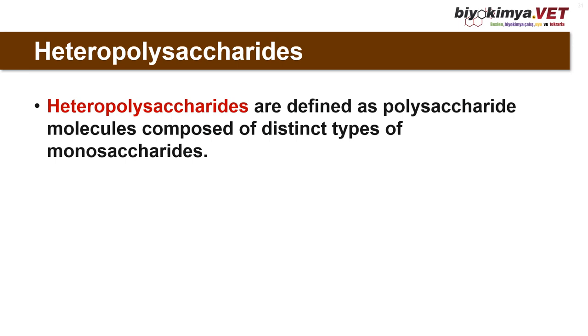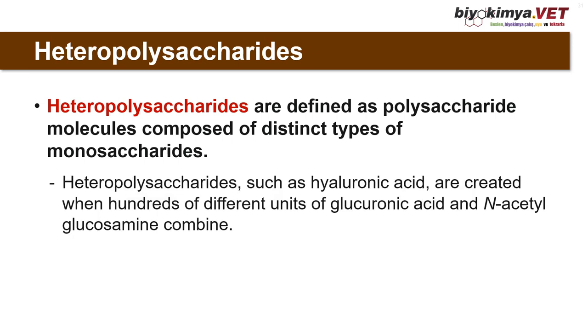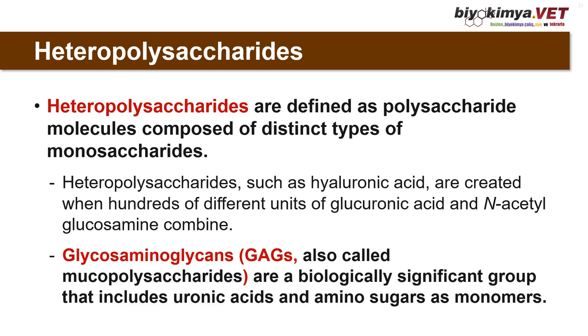Heteropolysaccharides are defined as polysaccharide molecules composed of distinct types of monosaccharides. Heteropolysaccharides, such as hyaluronic acid, are created when hundreds of different units of glucuronic acid and unsaturated glucosamine combine. So the principle is, they consist of different types of monosaccharides.